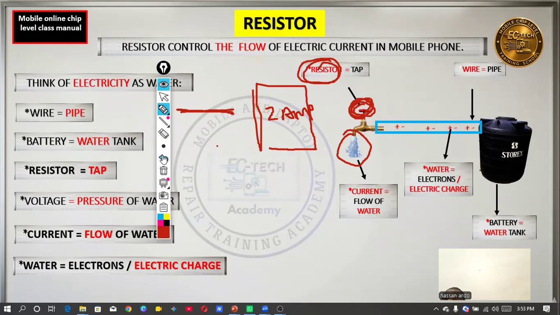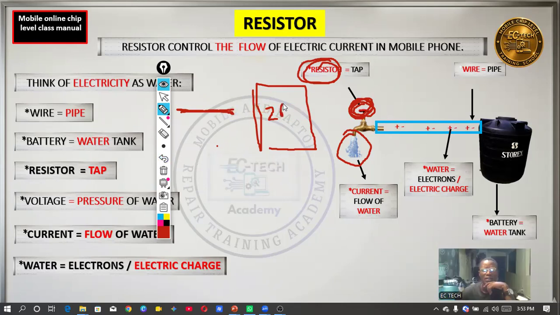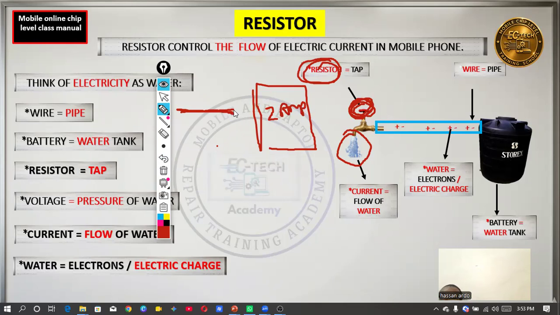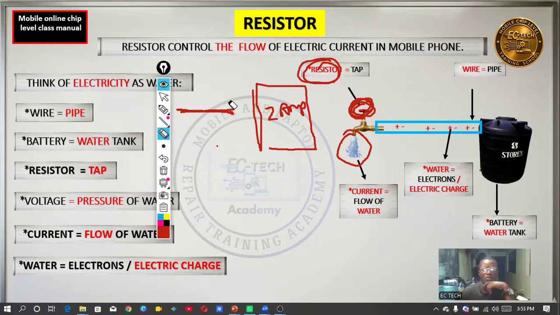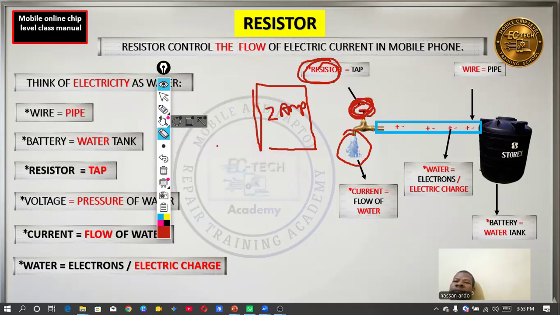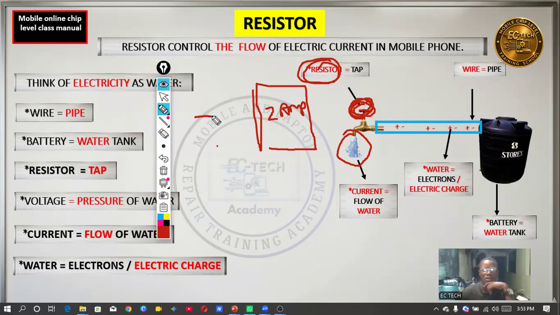So that's why they use a resistor as a controller, to control it to the requirement. So you put your resistor depending on its value. The value of the resistor determines the amount of current that is going to be controlled and limited. That's why you can see that this is the symbol of a resistor.